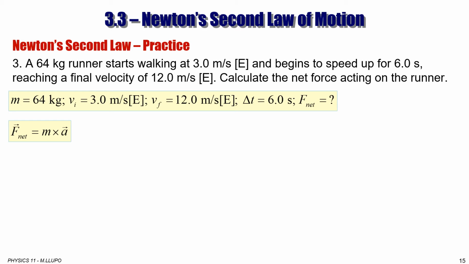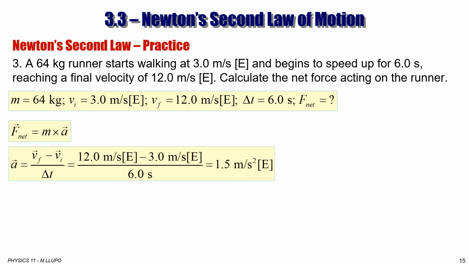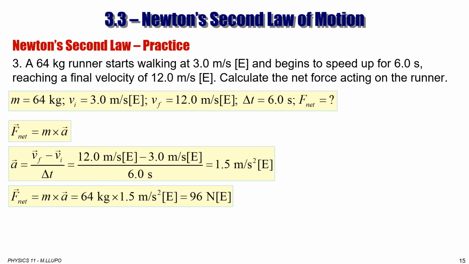We have the mass, but we do not have the acceleration. So we have to calculate acceleration first, which is a equals v final minus v initial divided by delta t. We plug those numbers into the formula, and we get 1.5 meters per second squared east. Now we are ready to calculate. F net is equal to m a: 64 kilograms times 1.5 meters per second squared east is 96 Newtons east.